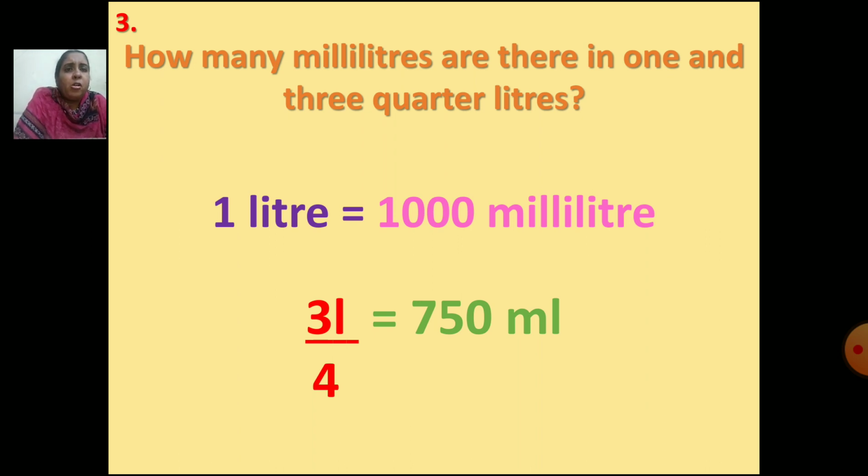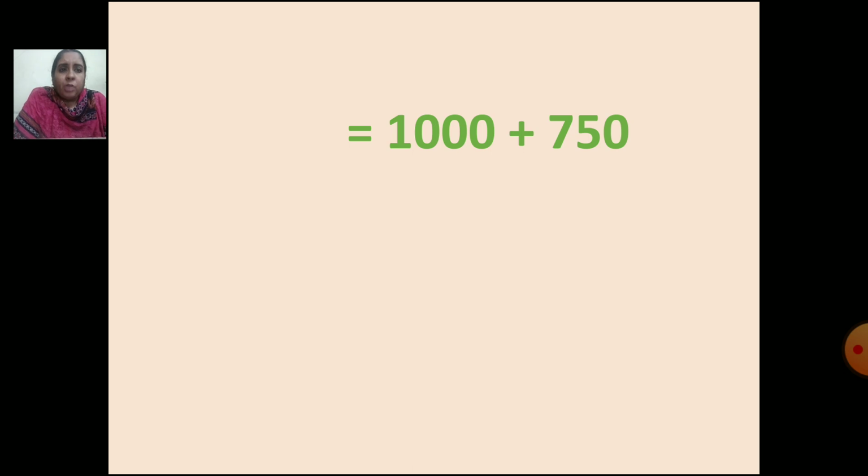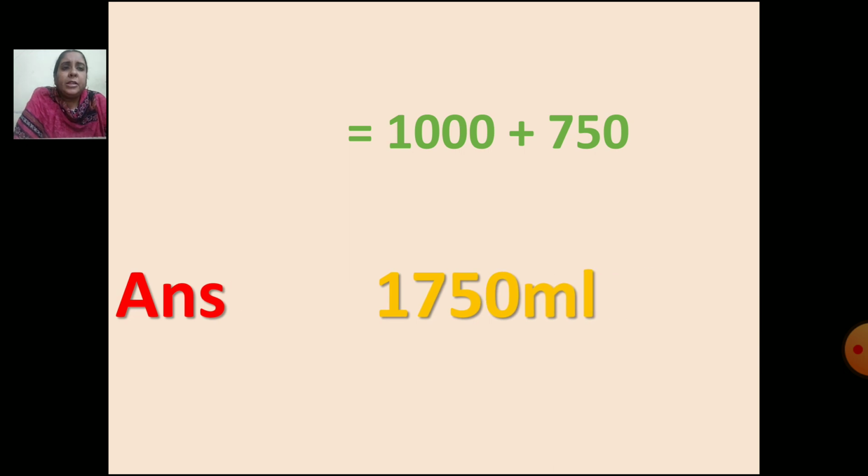Now we have to add it. So what will be the next step? Yes, 1000 plus 750. What will be the answer then? Answer is 1750 milliliter. 1750 milliliter is your answer, children.